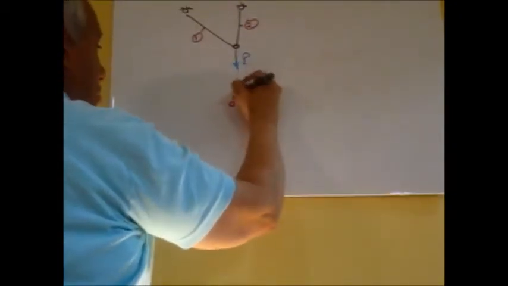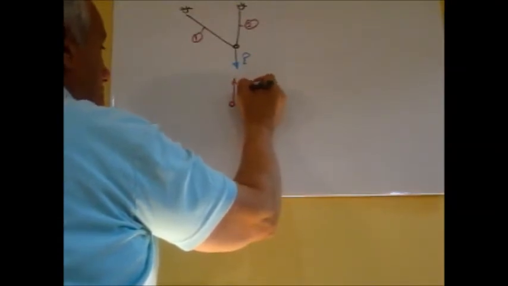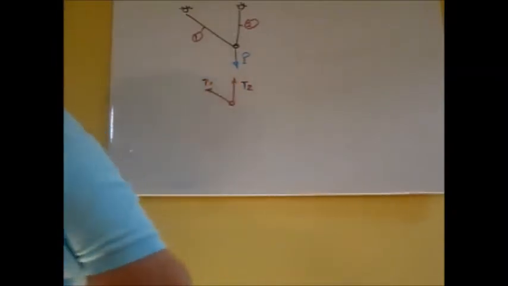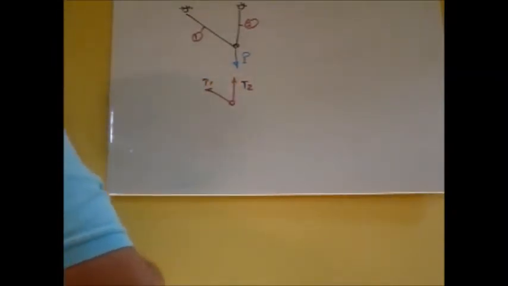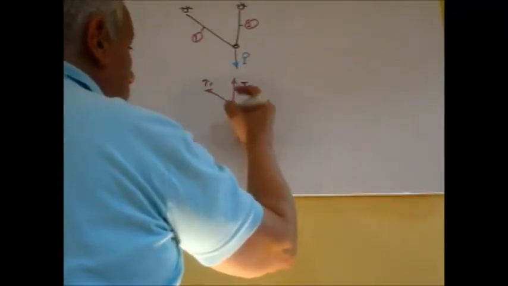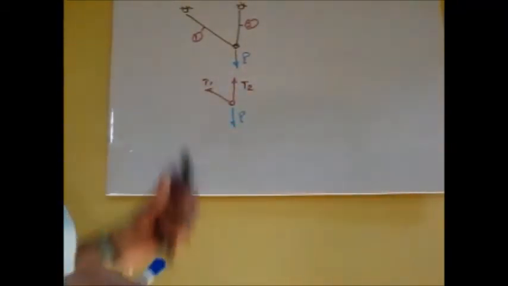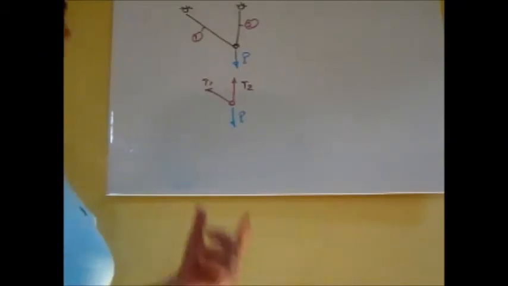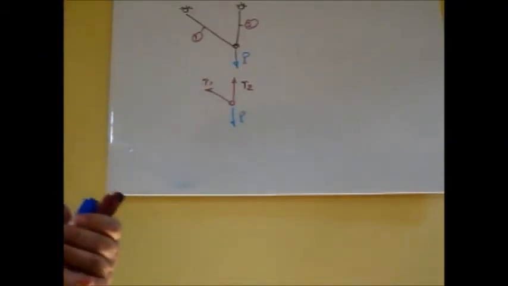I have the force T2, I have the force T1, and I have the given force P. We have two unknowns, the ones in red, and of course two equations. We cannot have three because this is a concurrent system of forces.